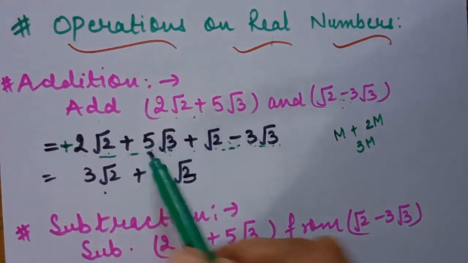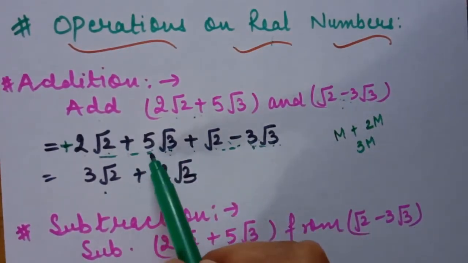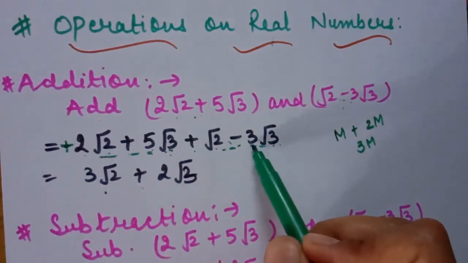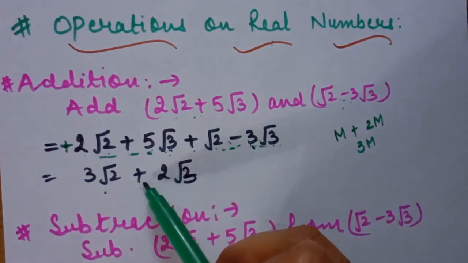So which one is bigger, 5 or 3? Definitely 5 is bigger, so we will take the positive sign. If we had a number bigger than 5 here, then we would take the minus sign.